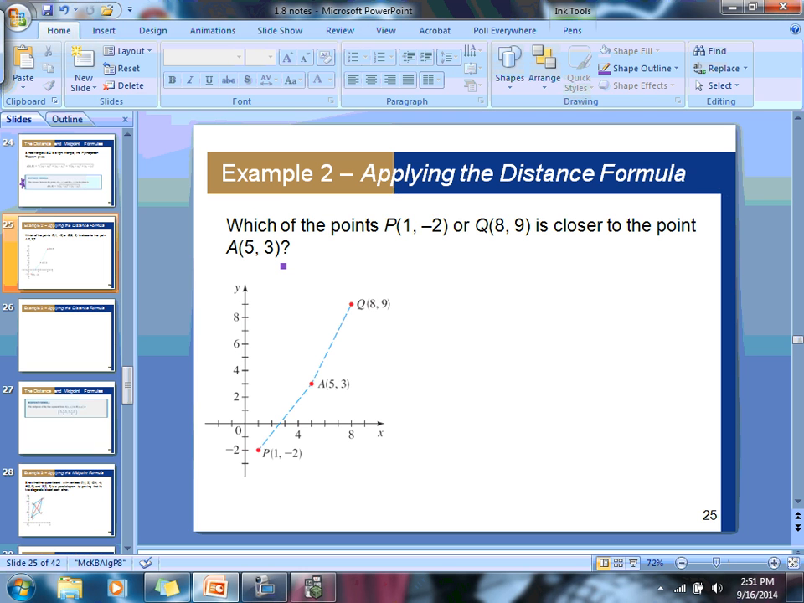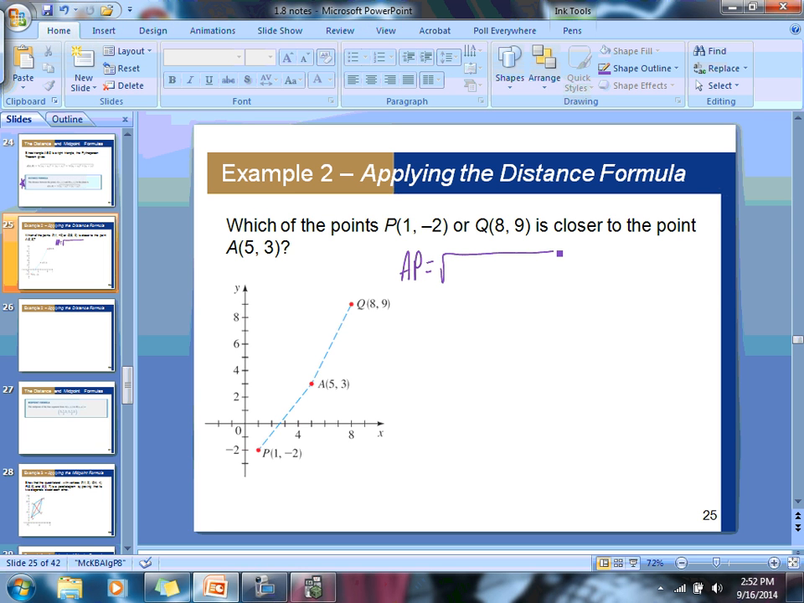So if you want to know which point is closer, we have to actually find the distance. So we have to find the distance from A to Q, and then the distance from A to P, and then whichever one is shorter will tell us which of the 2 points is closer. So it doesn't matter which one you start with. I'm just going to start with AP. So I want to find that length, and I'm going to use my distance formula to do it.